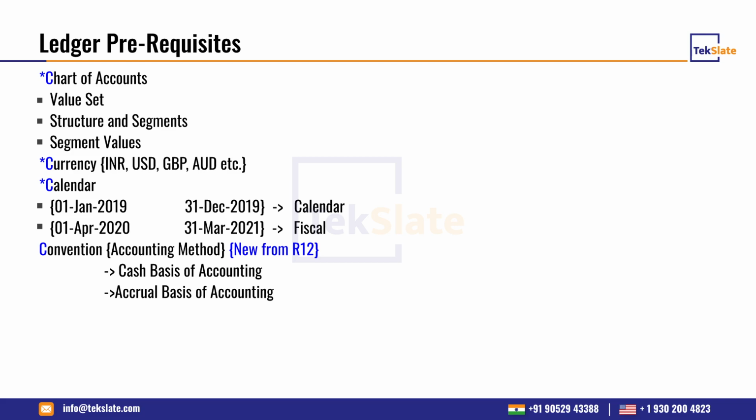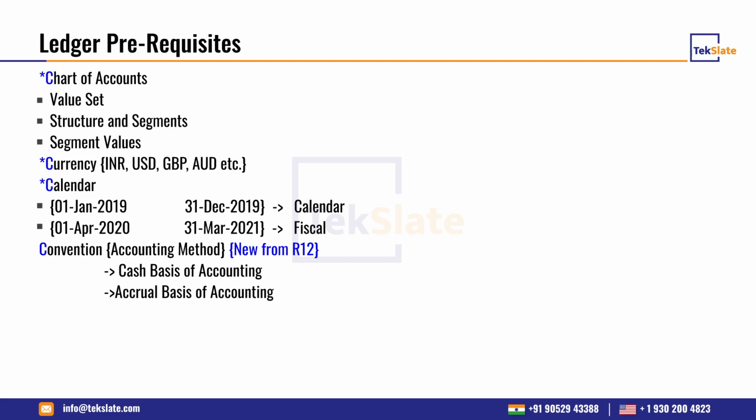These are the three prerequisites: chart of accounts, currency, calendar. C, C, C that we call. We also have a fourth C, new from R12. This is not really compulsory to create a ledger. Without the fourth C also you can still create it. What is the fourth C? Convention.